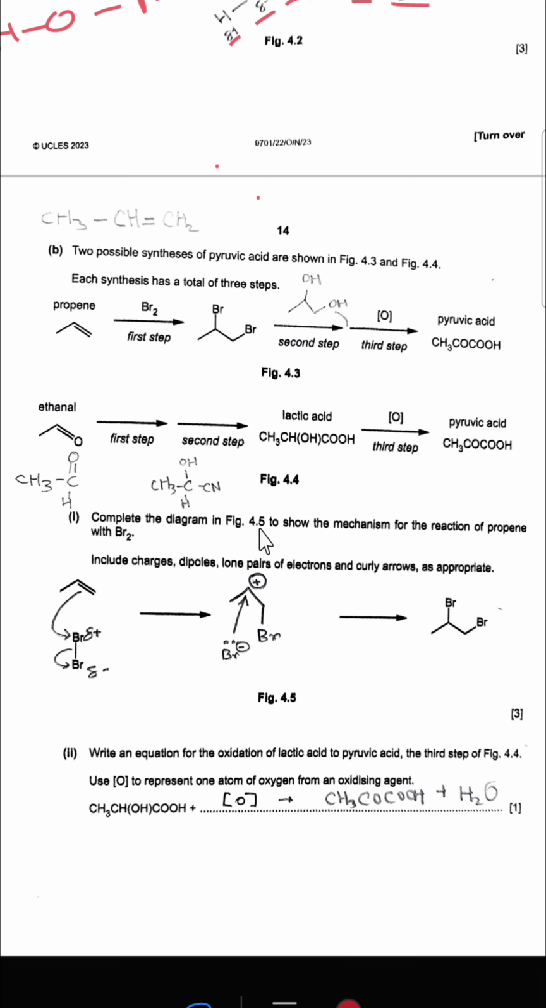Complete the diagram in figure 4.5 to show the mechanism for the reaction of propene with bromine. So here this is propene: meth, eth, prop. So this is prop, and as there is a double bond, it is propene. Propene and bromine, since it reacts with bromine, the curly arrow from the double bond would go to the delta positive bromine, and the other would be delta negative bromine. So the curly arrow from the double bond goes to the delta positive bromine, and the electrons from this Br-Br bond would go to the delta negative bromine.